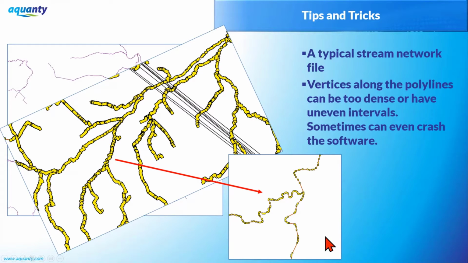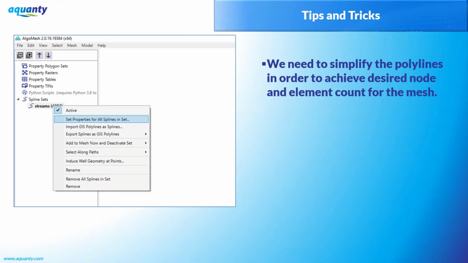So in order to generate a clean mesh with reasonable node count, we would often need to simplify this line file before optimization. So where possible, it's best to use GIS tools to simplify these features, but some simplification can also be done in AlgoMesh. So I'll show you how to do that. To do the simplification in AlgoMesh, we'll be using the workflow that was presented earlier where we set properties for all splines in the set.